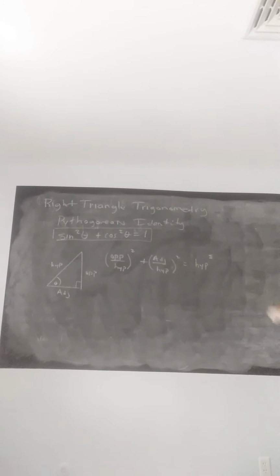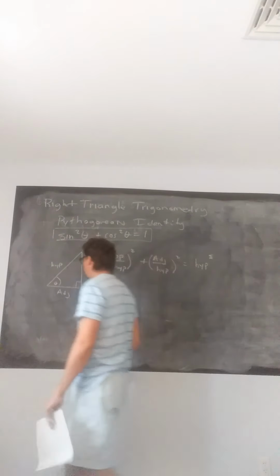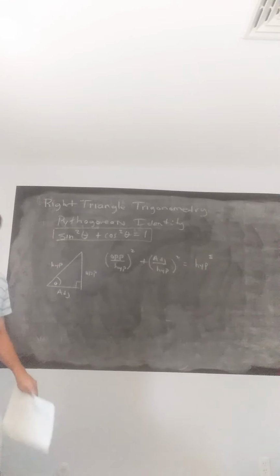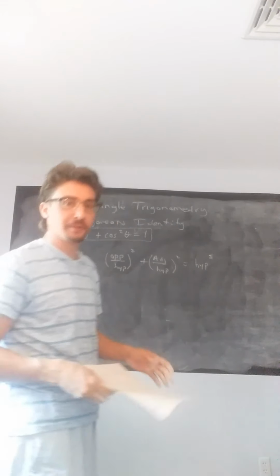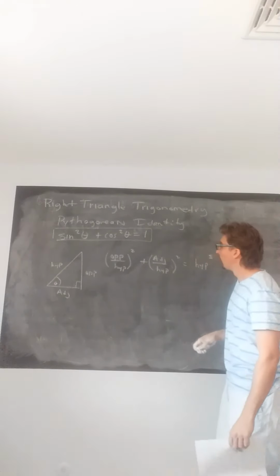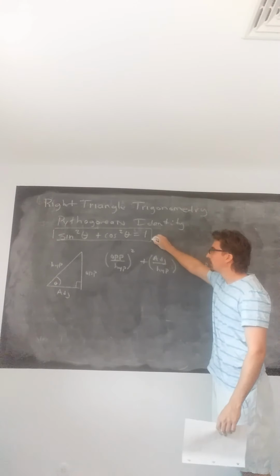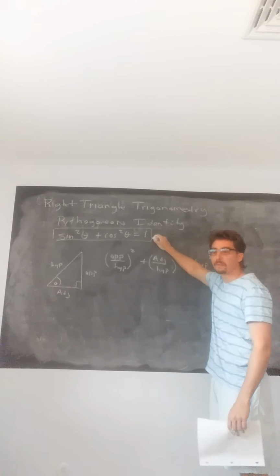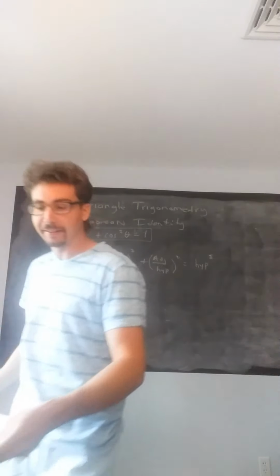So this leads us then to sine squared plus cosine squared theta equals 1. And you'll see a little bit more of this when we talk about the unit circle in your next assignment. But what's important about this identity is we could derive a lot of things from this identity. And I'll show you.